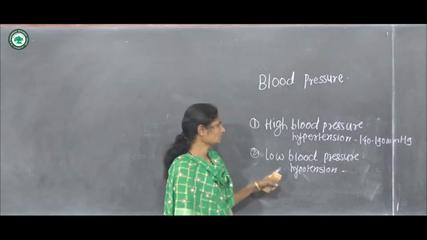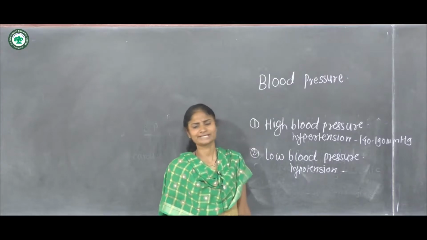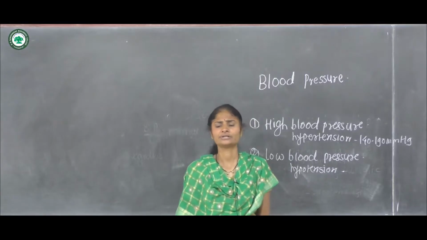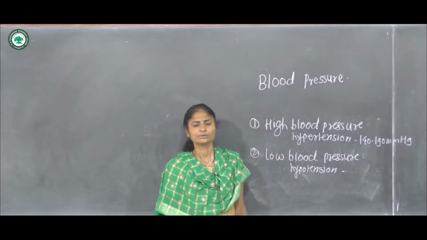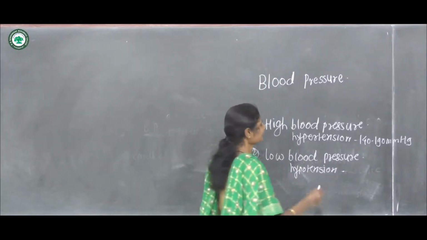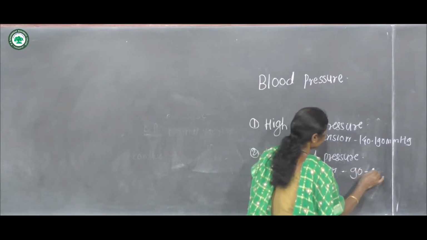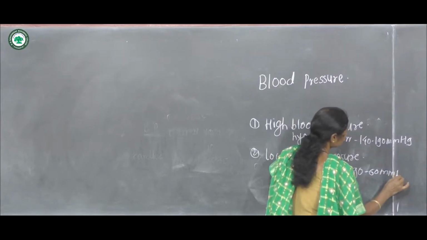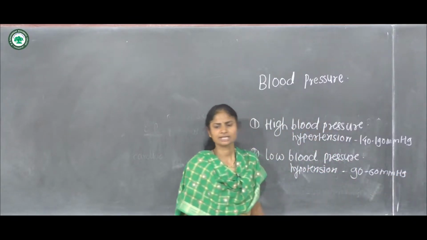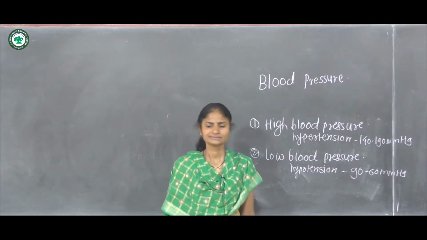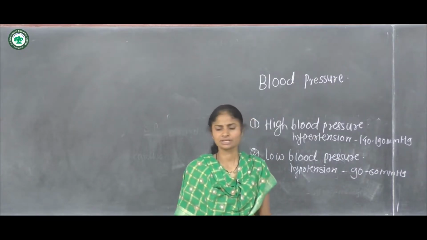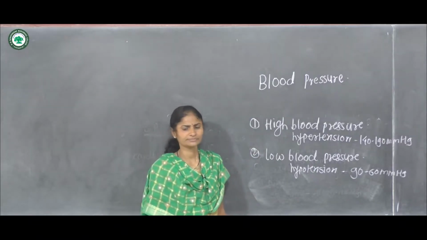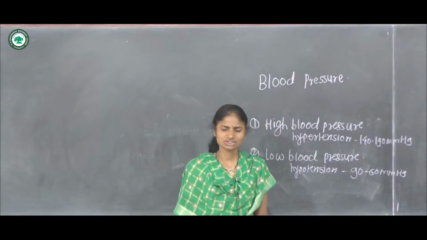The second type is low blood pressure, also called hypotension. It occurs when blood pressure drops below the normal range, that is, below 90 to 60 mmHg, and this low blood pressure can make a person feel tired or dizzy.